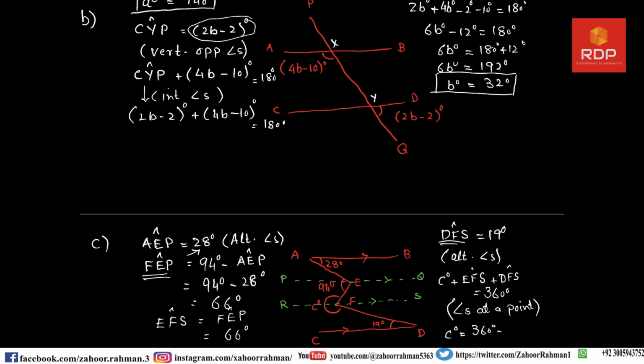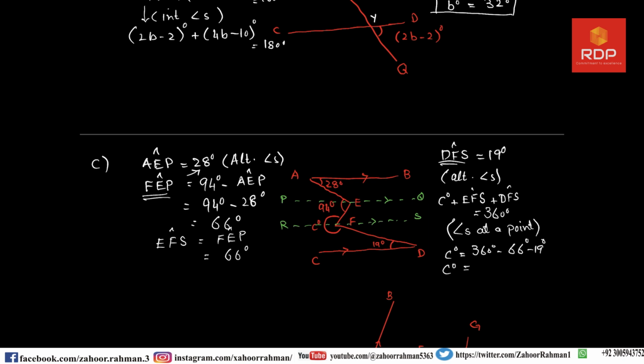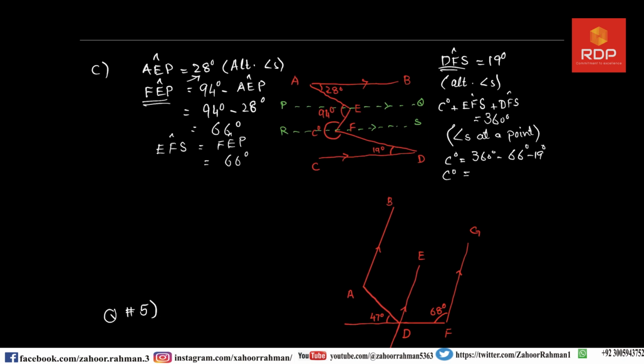Now C degree is equal to 360 degree minus 66 degree minus 19 degree, and C degree is equal to what? We are finding it to be 275 degree, and that is the ultimate answer. We found the value of C.